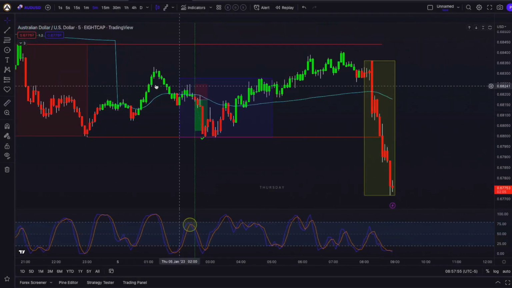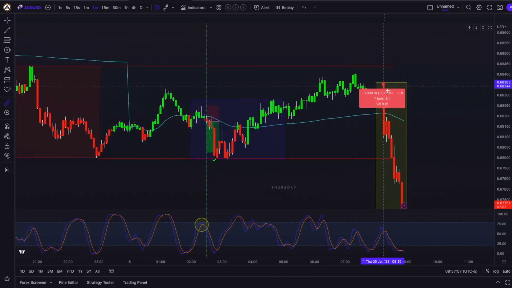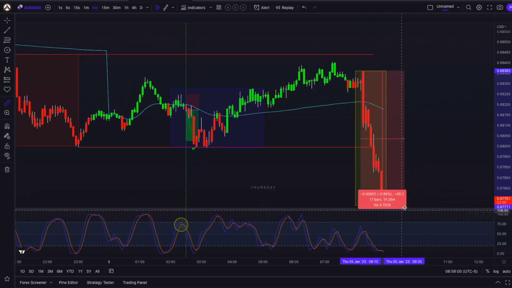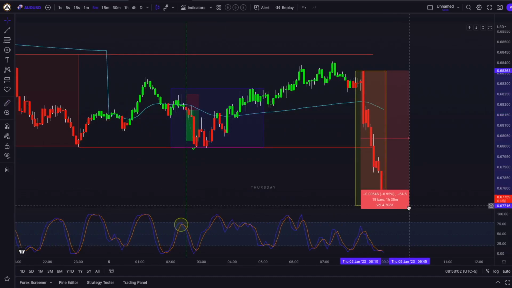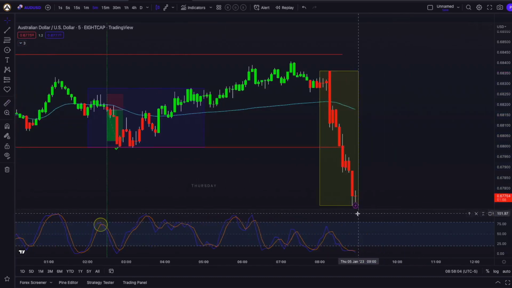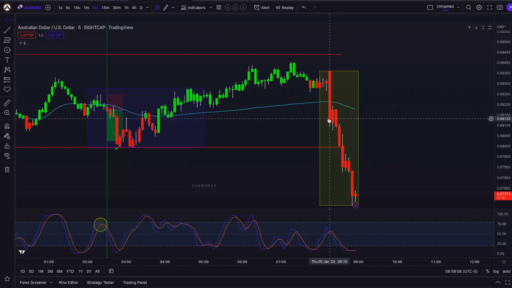Let me zoom out here. Let's measure this move. That's a 65 pip drop on the Australian US dollar chart right here. We actually got a bearish crossover right here on this candle, but we don't trade the news.